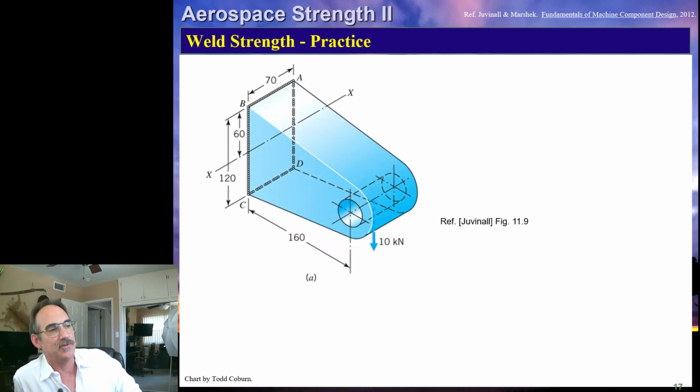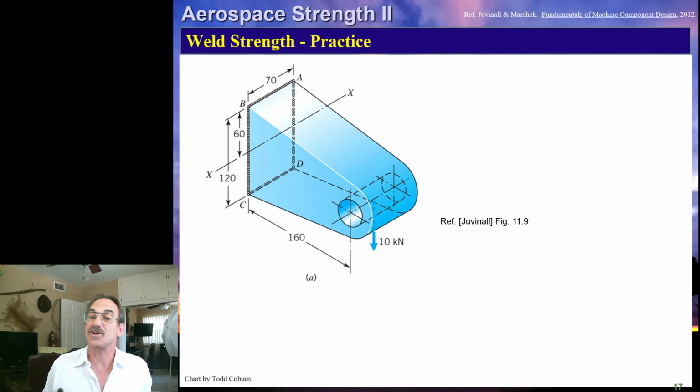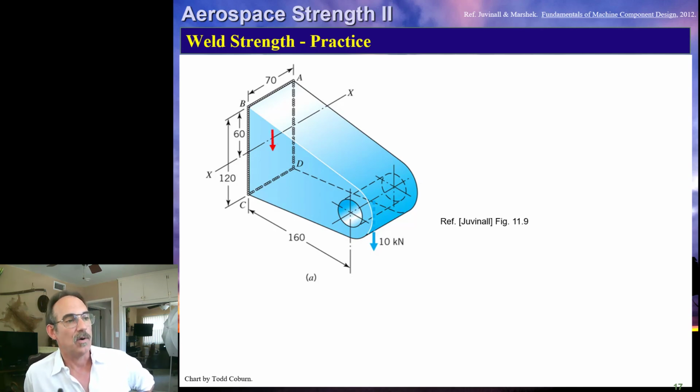Another example from Juvenal. In this case, we see this vertical force is causing in-plane stresses, but it's also causing a moment like this, which is causing out-of-plane stresses. So this is an out-of-plane weld. So that vertical force, we got those are two forces.